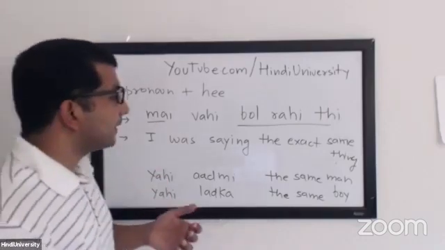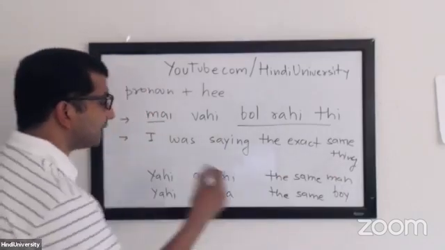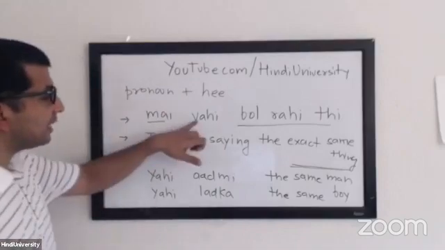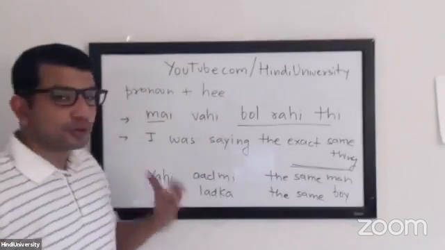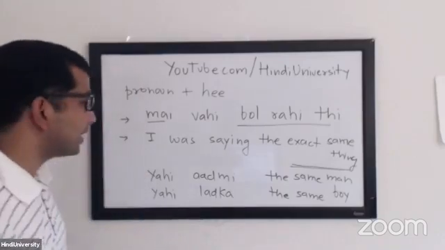Now, let's say you want to be very specific here. I was saying the exact same thing. How do you say that? It's basically by using the pronoun vah and putting hi on top of it. Okay, मैं वही बोल रही थी.